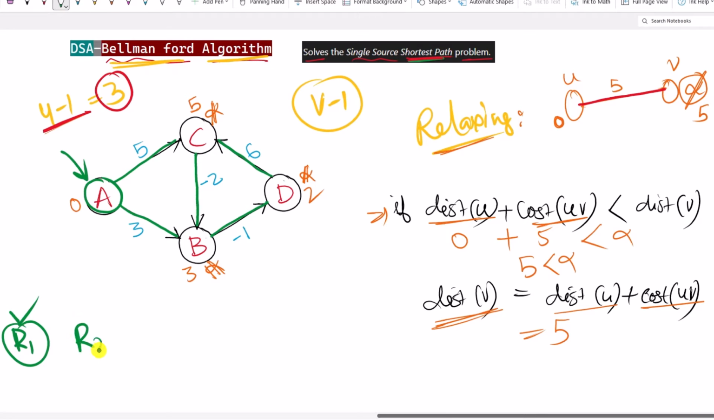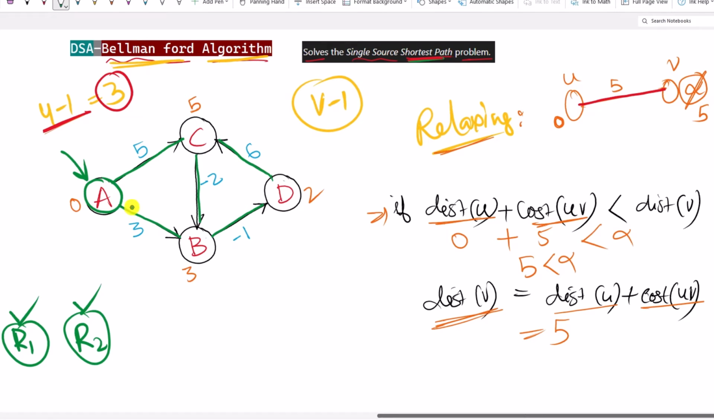Now we have to perform R2. Again we have to relax all the edges. For the edge AC, 0 plus 5 is not less than 5, so we don't have to make any change. Here 0 plus 3 is not less than 3, so here also no change. Here 5 minus 2 is not less than 3, so here also no change. 3 minus 1 is not less than 2, so here also no change. 2 plus 6 is not less than 5, so no change. That means we are done with relaxation 2 also. In this relaxation there is no change.